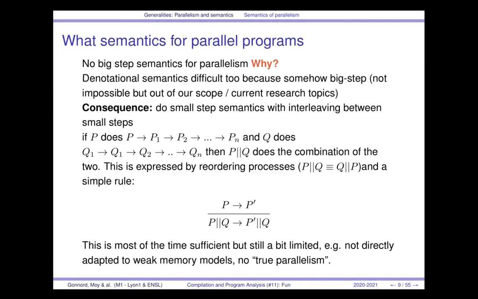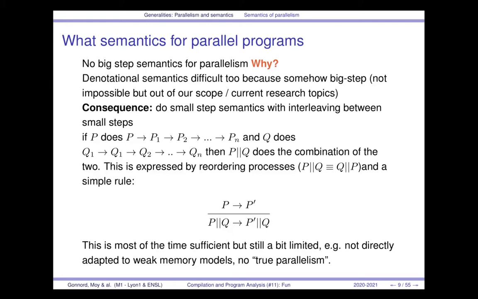Basically, the idea is that if you have two pieces of the program, P and Q, P that can do several steps, becoming P1 to Pn, and Q that can do several steps, becoming Q1 to Qn, then we consider that P parallel Q does a combination of the two, doing sometimes the step of P, sometimes the step of Q. And we have a simple rule for parallelism that is very often used.